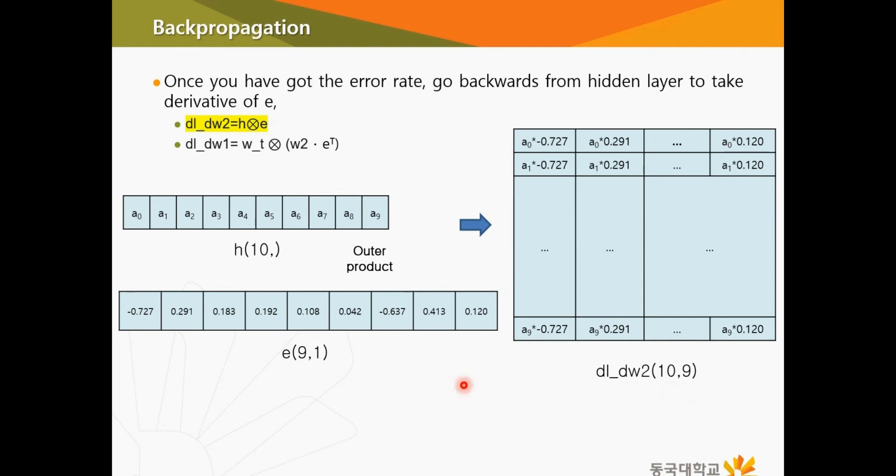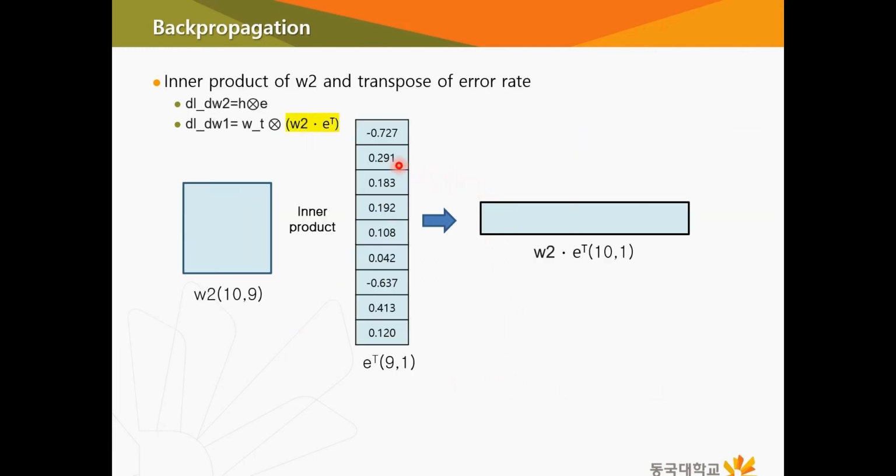And second, you take the inner product of the second weight vector with the transpose of the error rate. In the diagram below, you can see W2 is 10 by 9, and it is the matrix we initialized with the uniform distribution at the beginning. Taking the inner product with the transpose of the error rate, which is of shape 9 by 1, will return a matrix of shape 10 by 1.